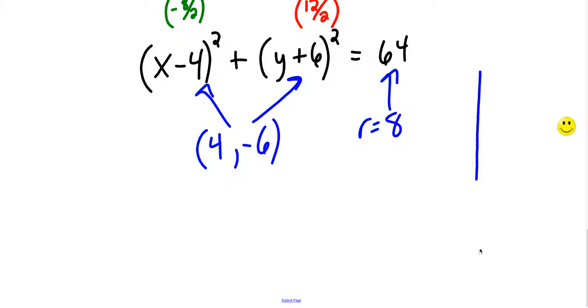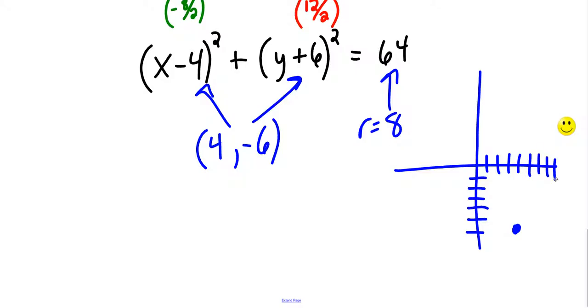And now to graph it, we'll just go to 4, -6. And we need to go 8 each direction. So 8 this direction, 8 this direction, 8 this direction. One more. And then 8 down.